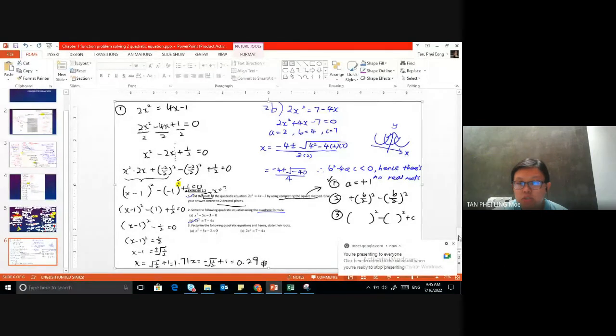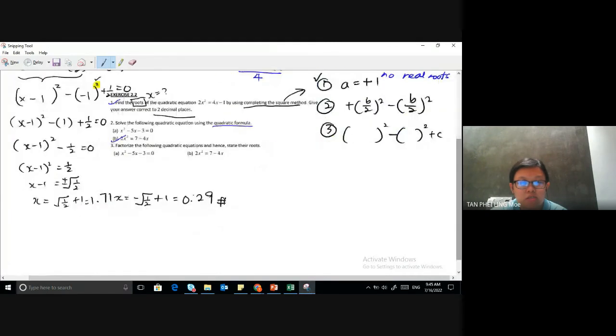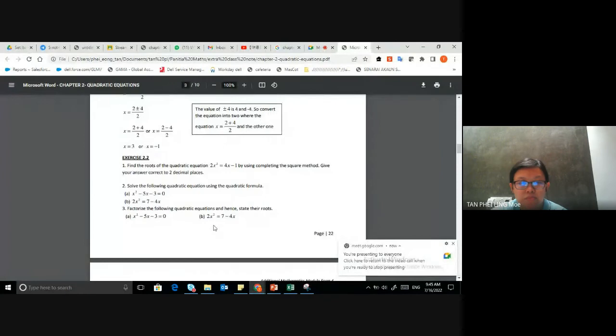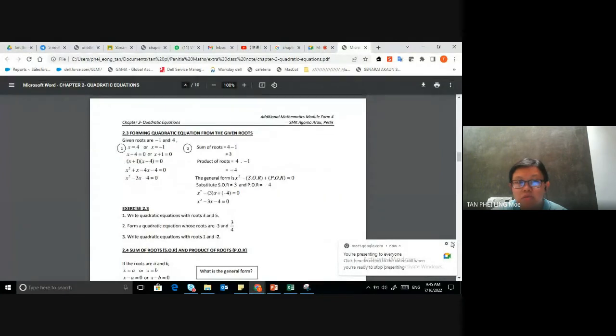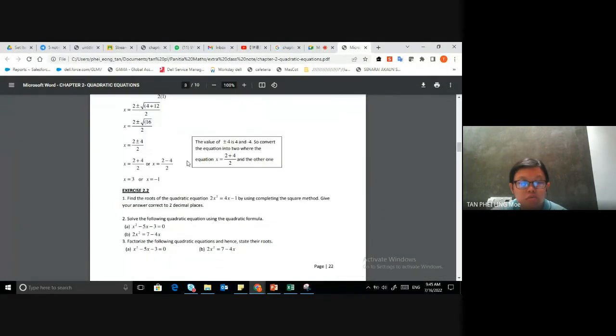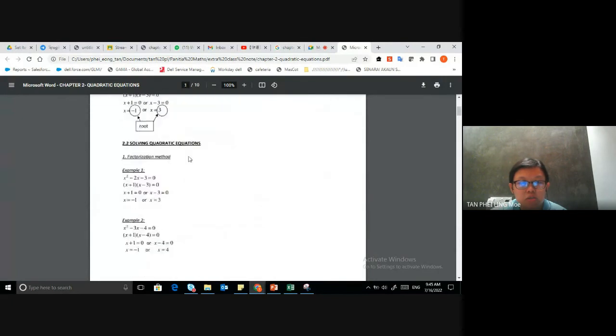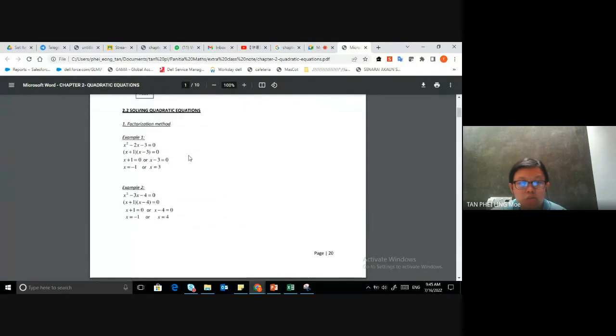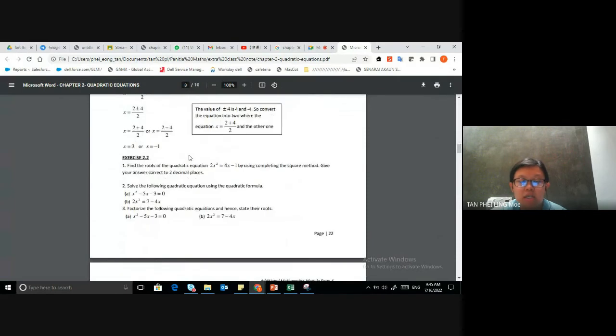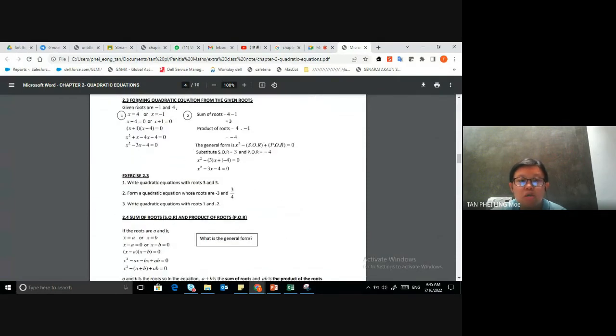Okay, question 3, can we try? Let us continue with question 3, then only we will move on to 2.3. So this is basically completing the square introduction. The next lesson we go on with 2.3, which is forming quadratic equations, and then 2.4, you will have sum of roots and product of roots to solve for.